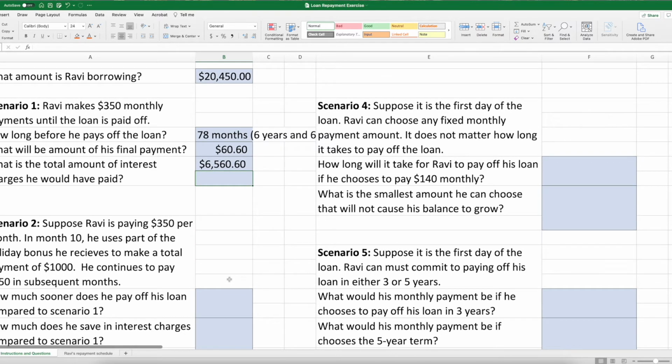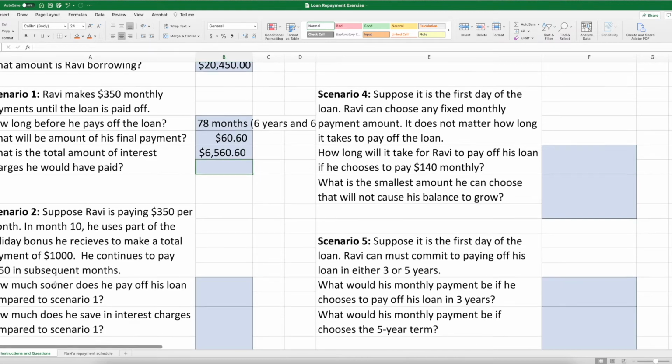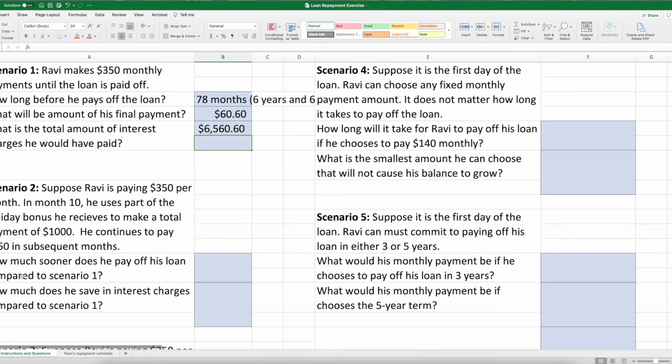Okay, scenario 2. Suppose Ravi is paying $350 a month. In month 10, he uses part of the holiday bonus he receives to make a total payment of $1,000. So instead of his usual $350, in month 10, he pays $1,000. He continues to pay $350 in the subsequent months. How much sooner does he pay off his loan compared to scenario 1? How much does he save in interest charges compared to scenario 1?